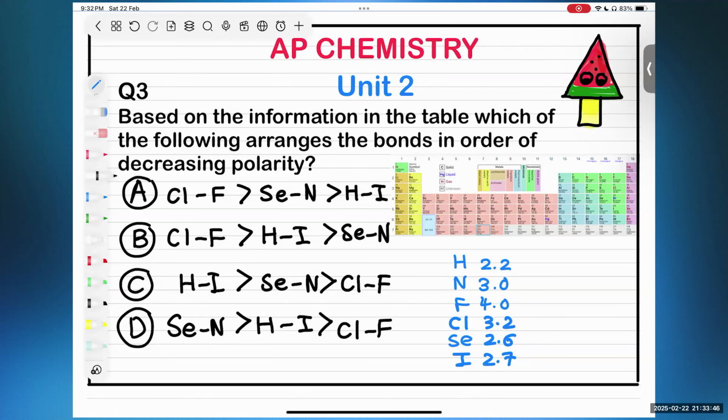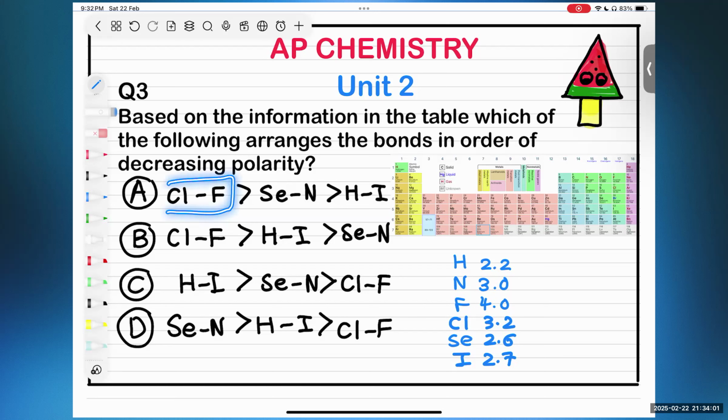And the third question: based on the information in the table, which of the following arranges the bonds in order of decreasing polarity? If you want to decrease the polarity in a covalent bond, you need a small difference in the electronegativity. So let's have a look.